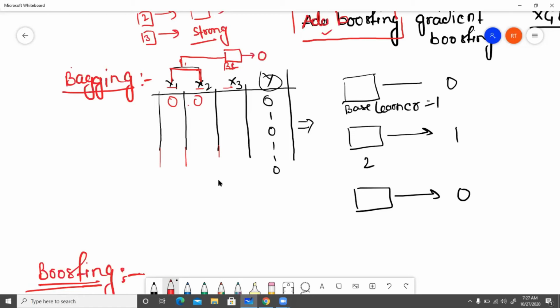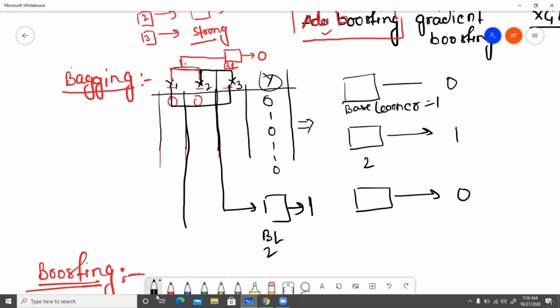Okay, similarly, let me use a different color so it will be understandable. Now another time, we are going to pick x2 and x3 as input, and this time we pass them to base learner 2, bl2. This time my base learner 2 is going to predict a 1. Similarly, the third time we are going to pick x1 and x3, and pass them to another base learner, bl3, and this time it is going to predict a 0.